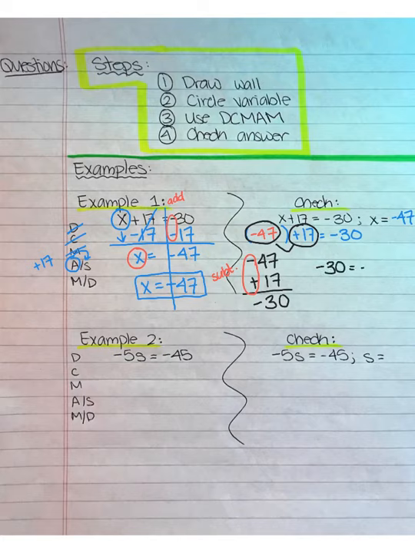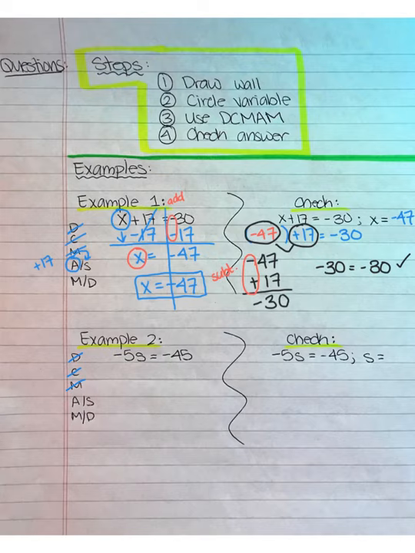So the question is, does negative 30 equal negative 30? Sure does. They're exactly the same value. So our answer of x equaling negative 47 is 100% correct. Great job. Last example. Let's go ahead and do it. Example number 2, negative 5s is equal to a negative 45. Again, notice that I wrote down my DC MAM already. Great thing about it, we don't have to distribute, we don't have to combine, we don't have to move.